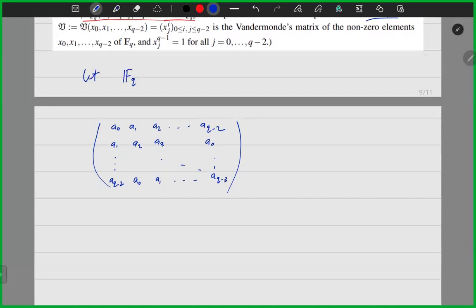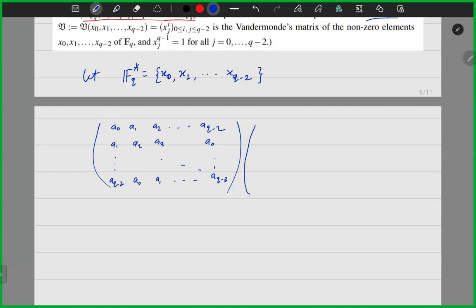Let F_Q star be X0, X1, and so on, ordered. That is why I'm numbering them: X0, X1, up to X(Q-2), right? Total Q minus 1 elements which are non-zero. So 0 to X(Q-2).